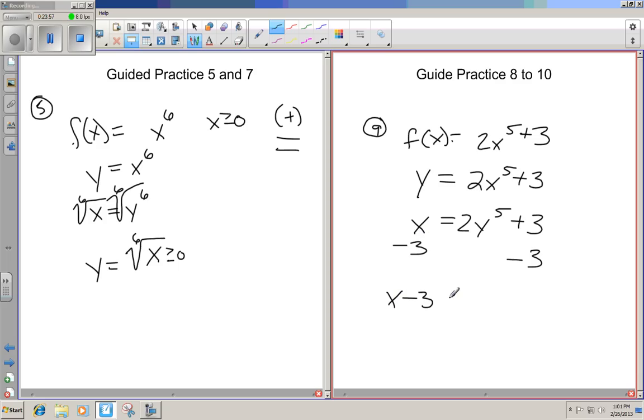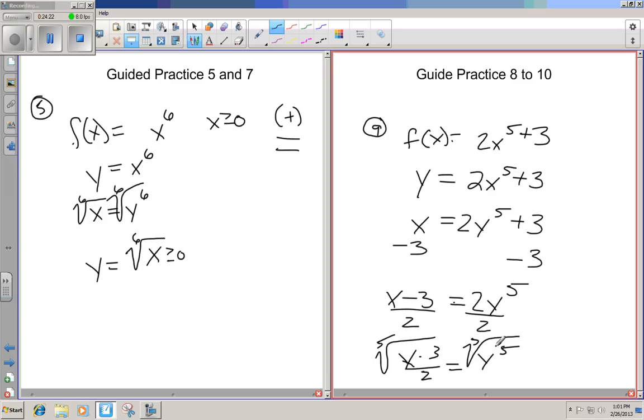x minus 3 is 2y to the fifth. Divide by 2. x minus 3 over 2 is equal to y to the fifth. From here, we take the fifth root, and you end up with y equals the fifth root of x minus 3 over 2.